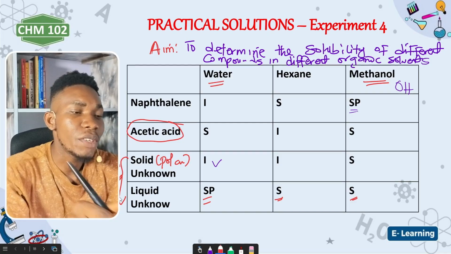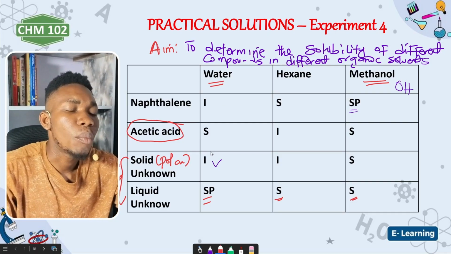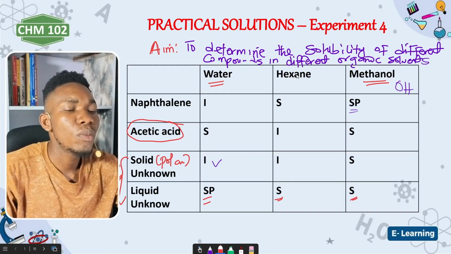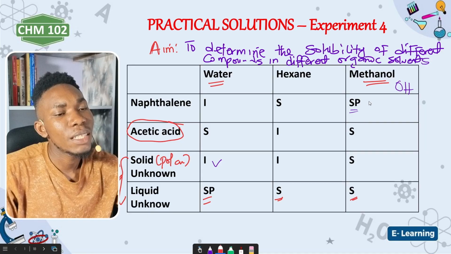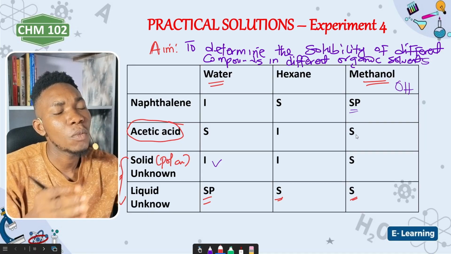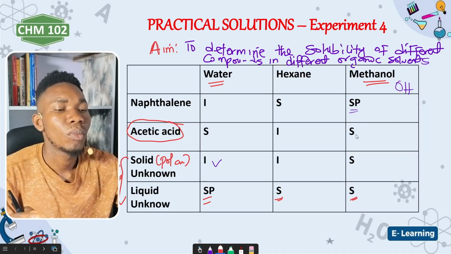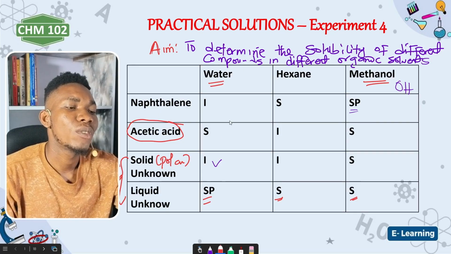Based on your result, if it is soluble in water, you know that it's a polar solvent. If it is soluble in hexane, you know that it's a what? Non-polar solvent. Why, if it is in methanol? You know methanol is more like intermediate between polar and what? Non-polar.